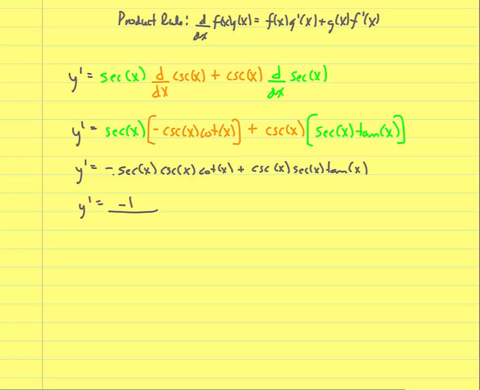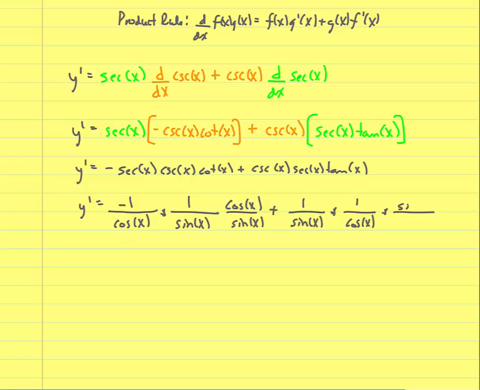Secant, I'm going to leave the negative 1 up top. Secant is 1 over cosine. Cosecant is 1 over sine. And cotangent is cosine over sine. Cosecant is 1 over sine, so knowing these trigonometric ratios is important. Secant is 1 over cosine. And tangent is sine over cosine.